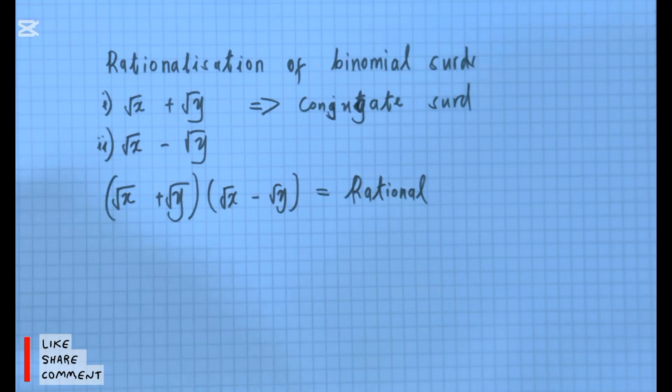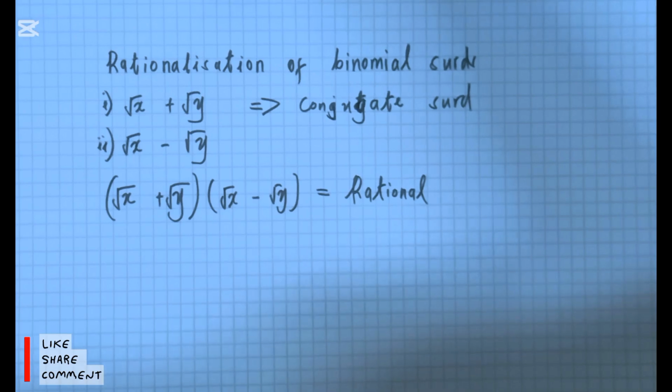So this class basically is going to be about how to rationalize surds. So what happens when you're given a problem and you're told to rationalize a surd? In the other video we looked at how to rationalize monomial surds, so in this one we'll be looking at how to rationalize binomial surds. Let us handle our first example and move on to the next one.